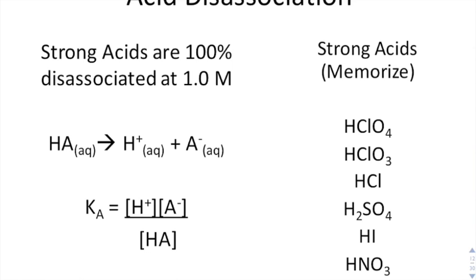So we have HClO4, which is perchloric acid. You have chloric acid, you have hydrochloric acid, you have sulfuric acid, you have nitric acid, you have hydroiodic acid. We're actually missing hydrobromic acid from one of them, and it looks like we might be missing one more. No, I think that might be it. Okay, so once you have these, you do have to memorize them.